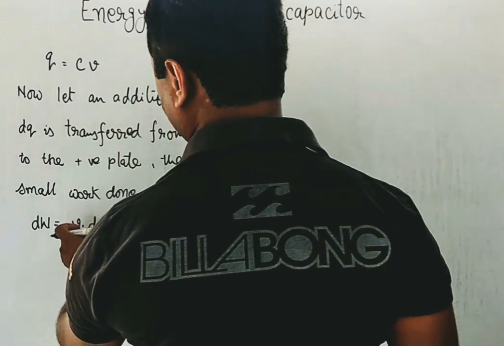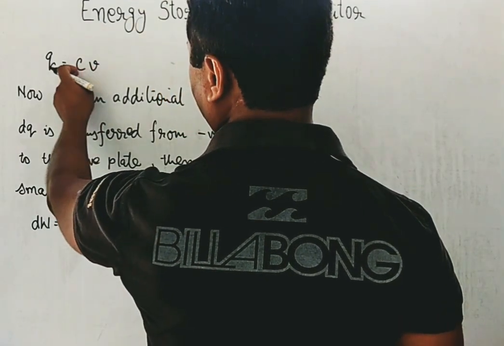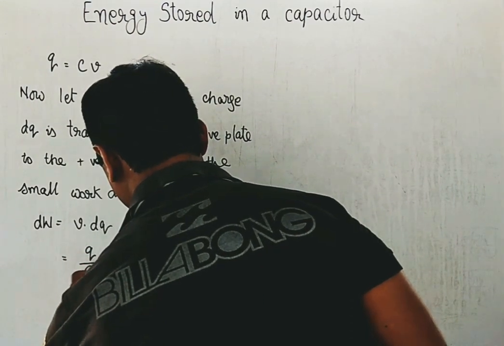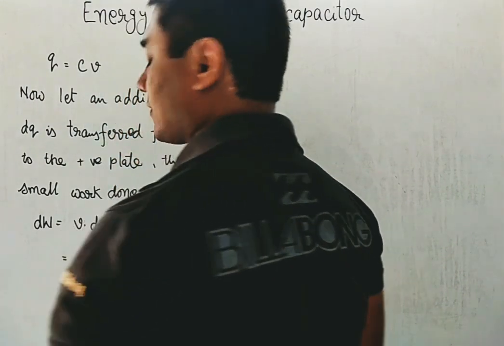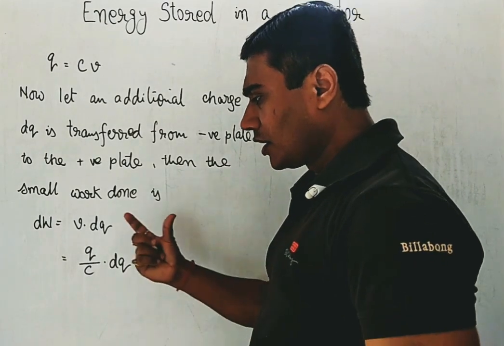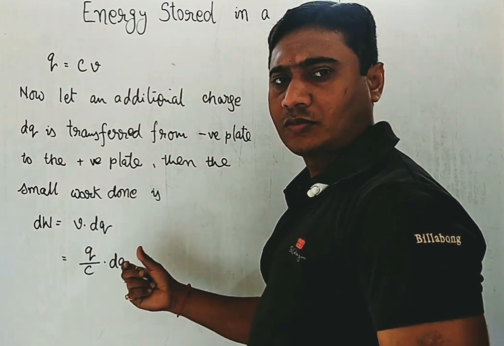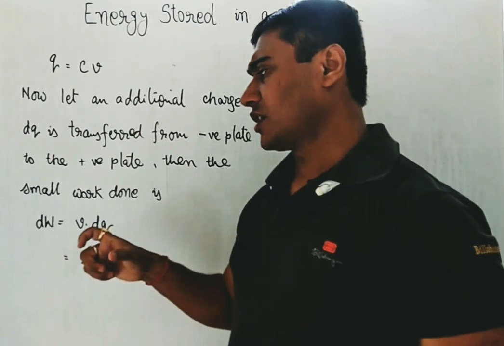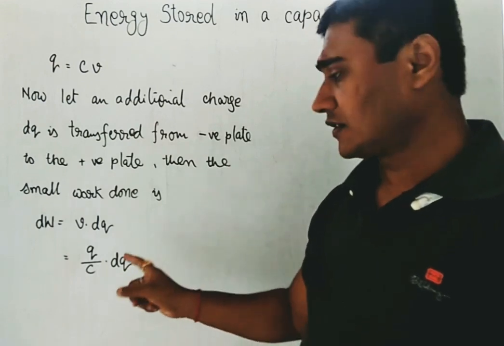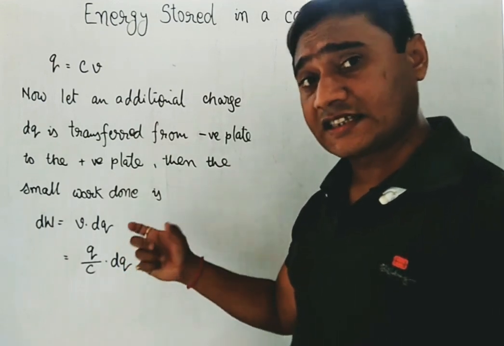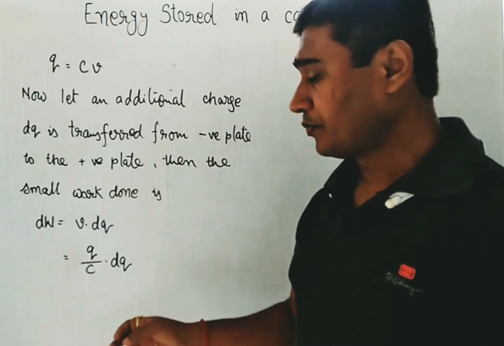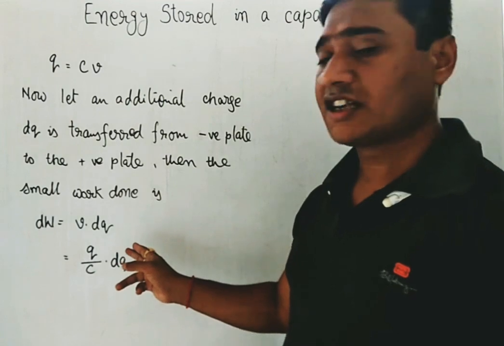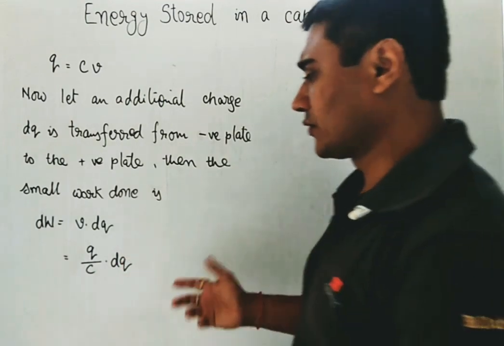Now we will place the value of V as Q by C. So here we have Q by C into dQ. Now as we integrate both sides, the total work done in charging the capacitor to charge, say, capital Q from its uncharged position, that is from 0, can be calculated by integrating both sides by taking proper limits. So let's proceed.